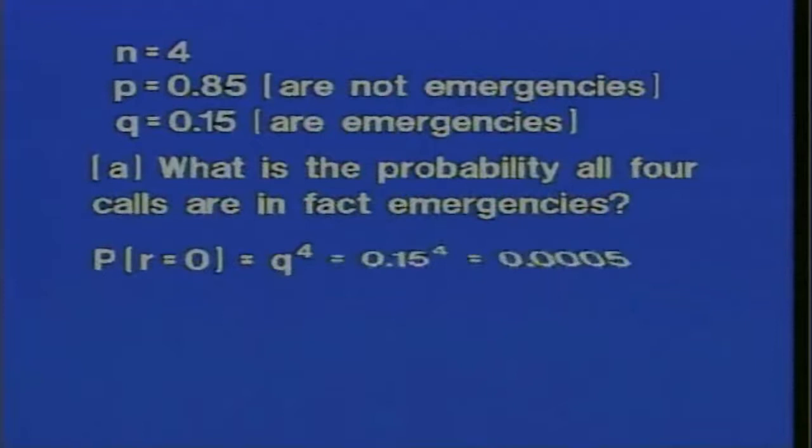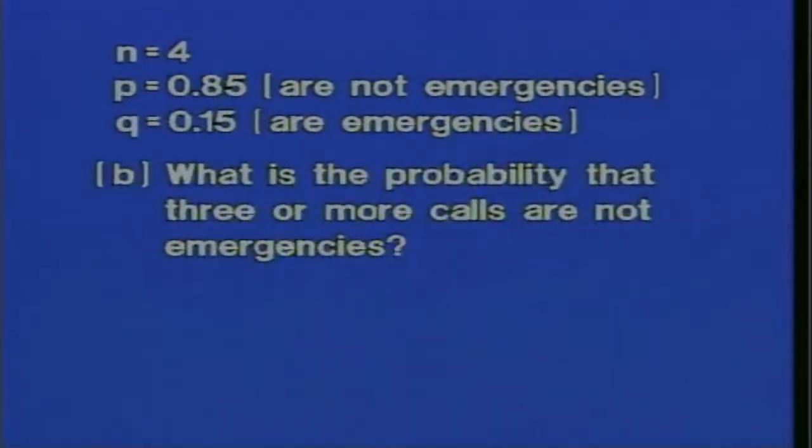Q to the 4th power means 0.15 to the 4th, or this very, very small decimal number, which is approximately 0.001. That's like less than 1/10 of 1%. So there's a very small chance of that thing happening.